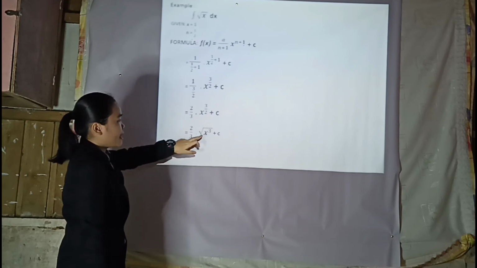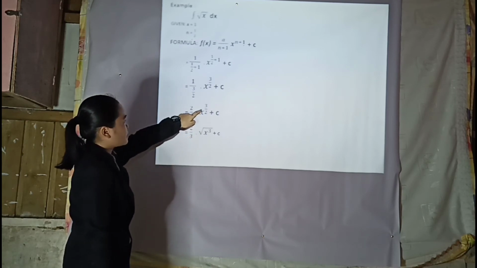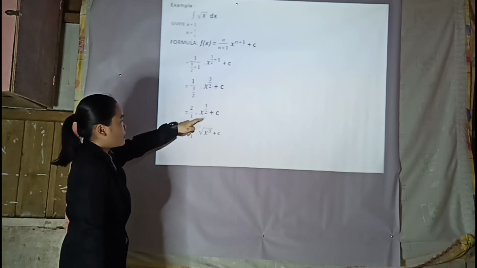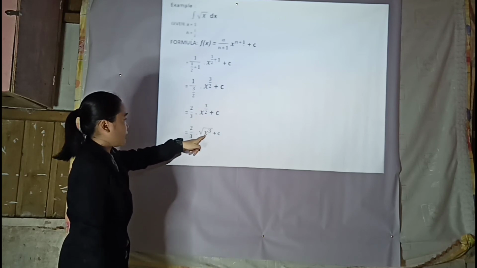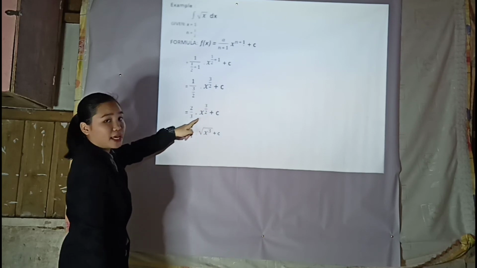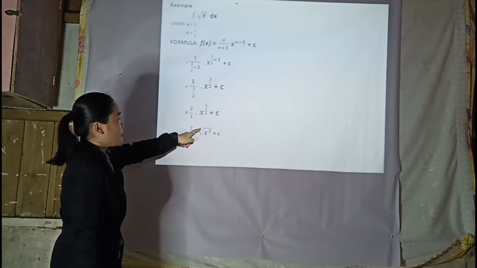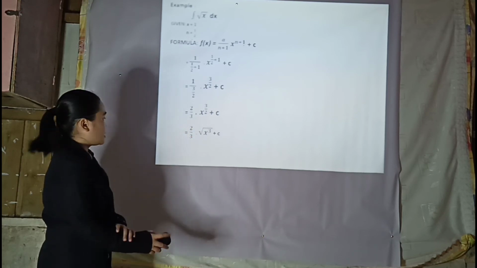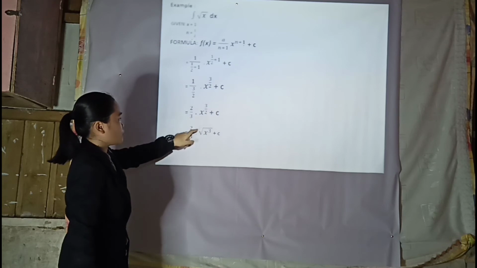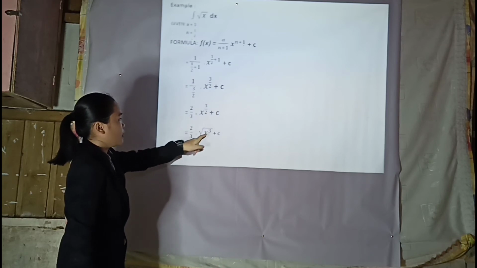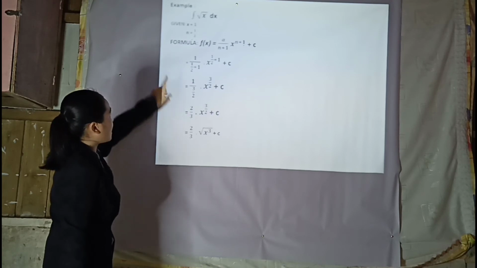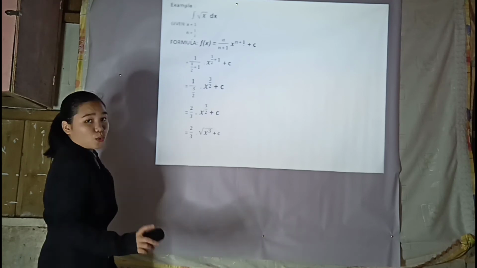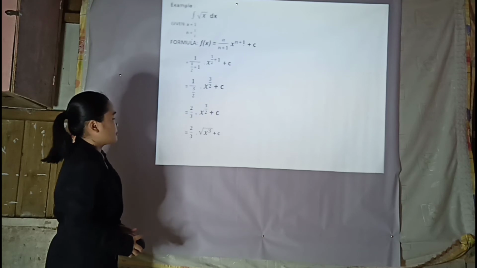So, simplify 2/3 times the square root of x cubed. Why x cubed? Because x is raised to the power of 3 over 2. The numerator will become the exponent of x, so x cubed. And the denominator will be put outside of the radical sign. Since it is 2, it's a square root. Square root of x cubed plus c. So, this is our final answer for the integral of square root of x dx.